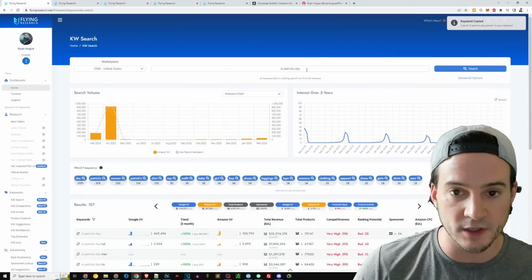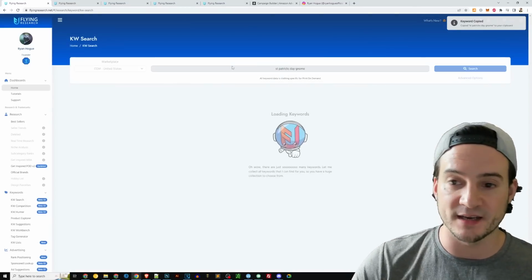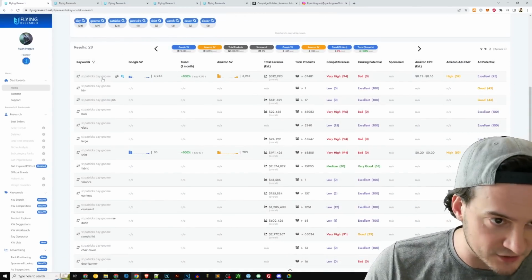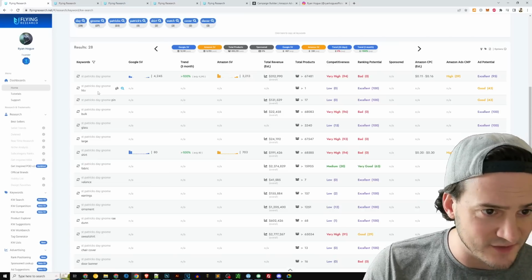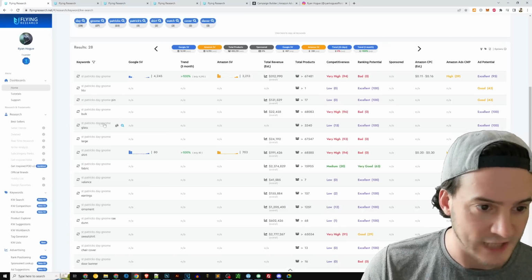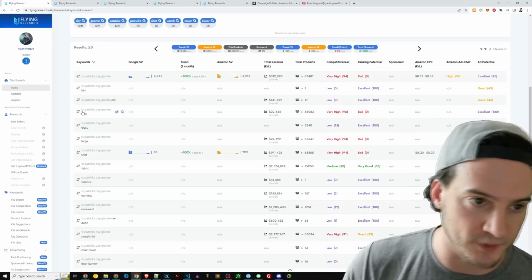You can click copy keyword. You can come back up here and paste it and search, and it will use that as the seed. So then you see St. Patrick's Day gnome, St. Patrick's Day HTV, St. Patrick's Day gnome pin, St. Patrick's Day gnome bulk, St. Patrick's Day gnome glass. Anyways, hopefully you guys see where I was going with this.